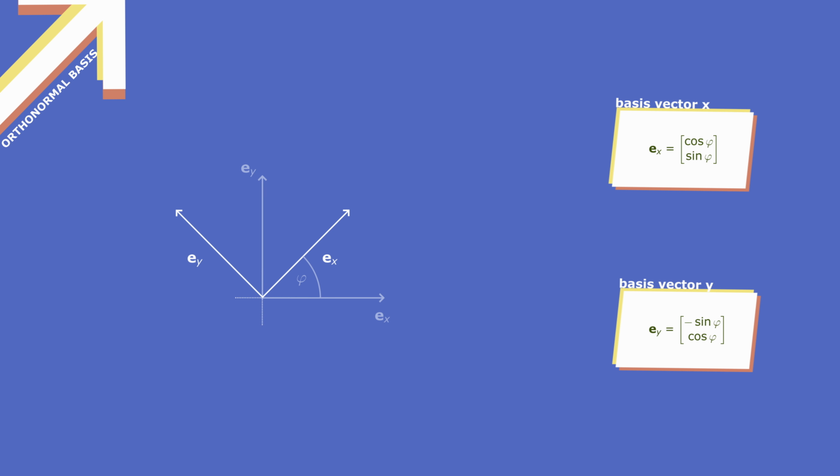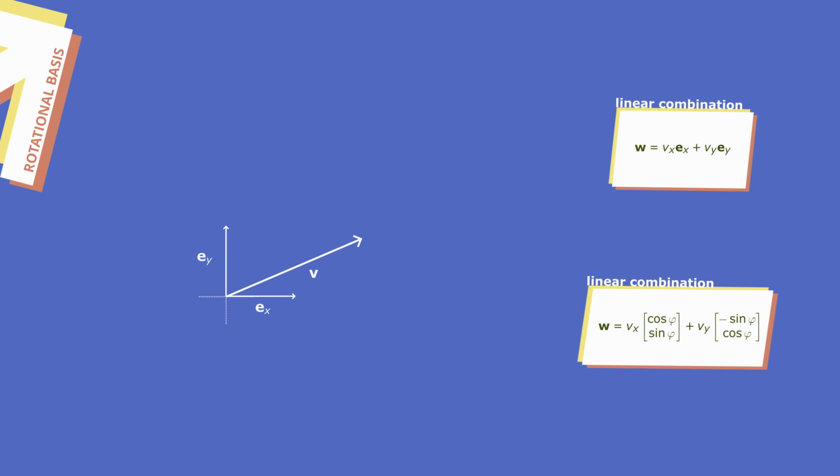So let's put it in the equation and see what happens. Substituting ex and ey with the new basis, we can see the effect this new basis has on vector v. It takes vector v and transforms it into vector w. In a sense, this transformation applies a rotation to the input vector v by performing a linear combination.